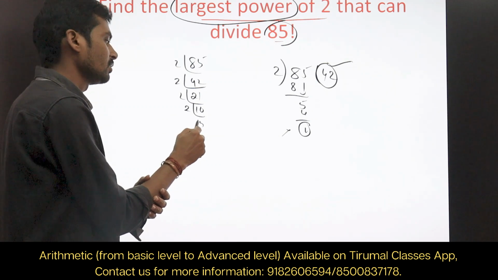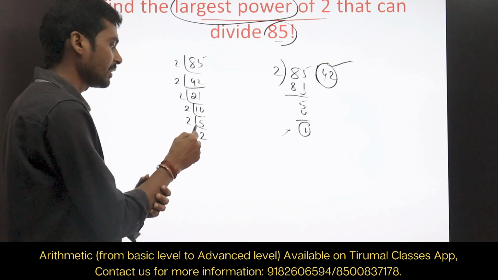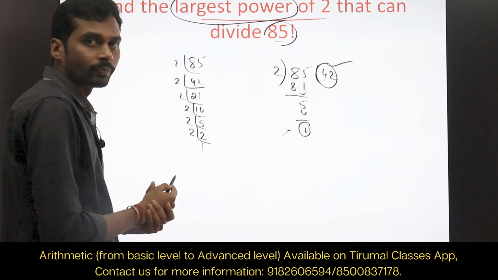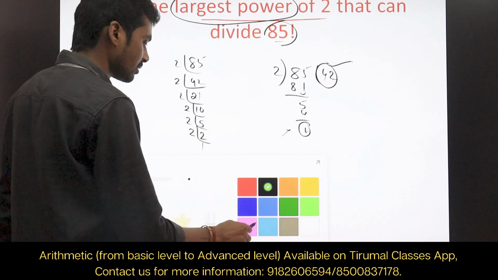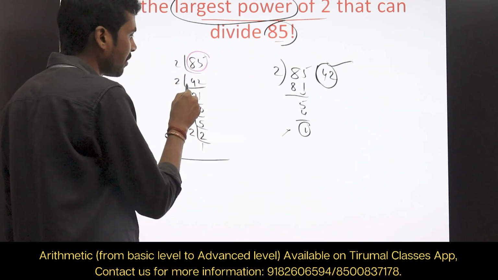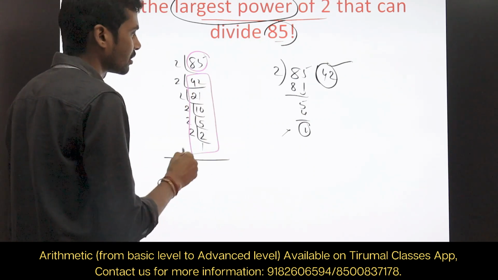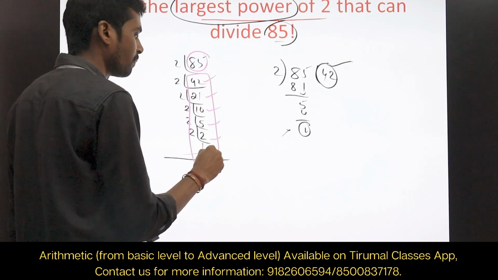Now 2 5s are 10, this 5 further should be divided with 2. So 2 2s are 4, right? And finally 2 1s are 2. We are taking only the quotient part. Now what is your final answer? Except the given number, the sum of the remaining numbers is your answer. The sum of the remaining numbers means 42 plus 21 plus 10 plus 5 plus 2 plus 1.